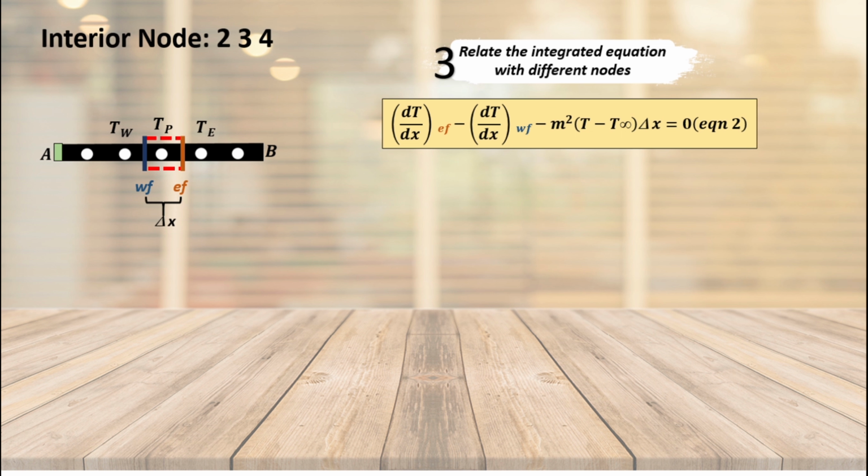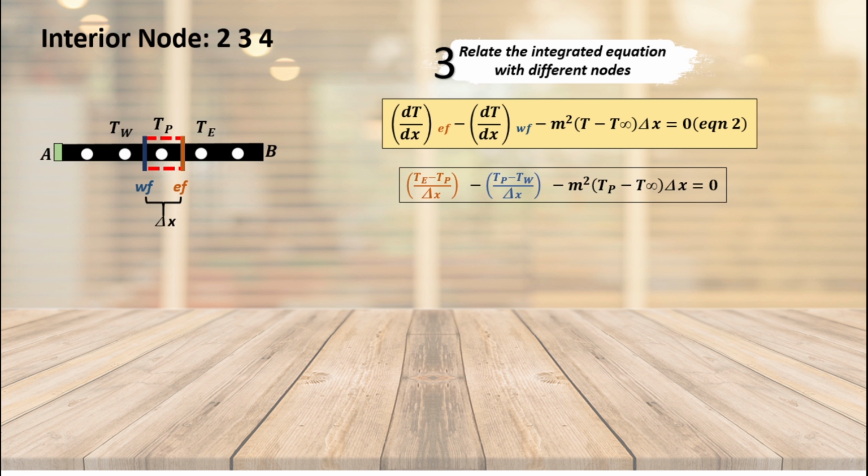Now we can rewrite equation 2 into this form, where temperature change over distance at the east face is bounded by Tp and Te, so we can use Te minus Tp over delta X. Similarly, temperature change over distance at the west face is equal to Tp minus Tw over delta X. The rest of the equation stays the same.